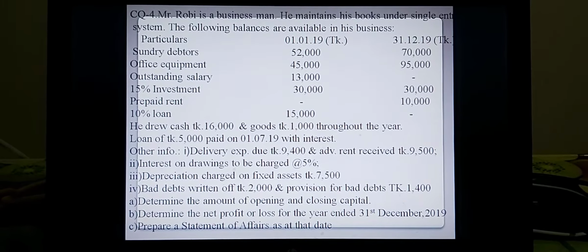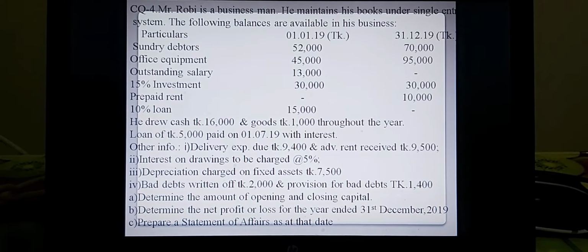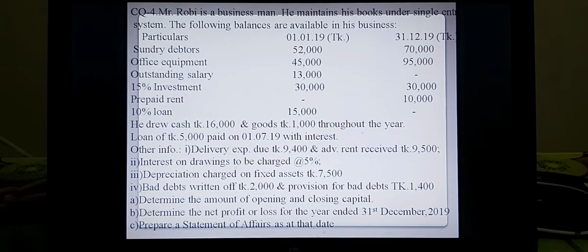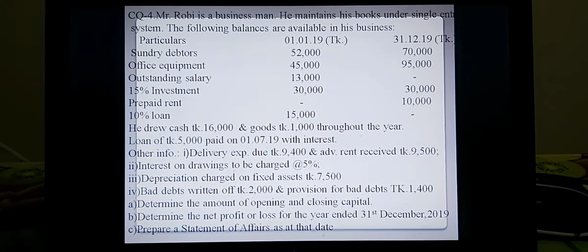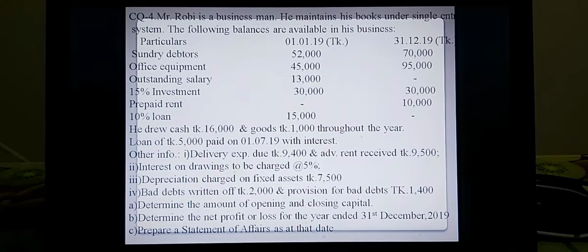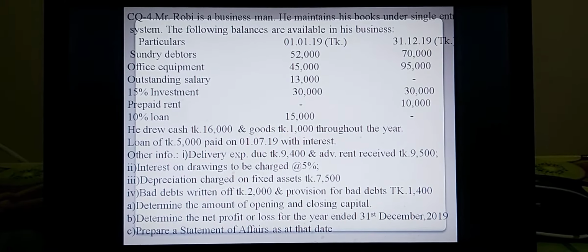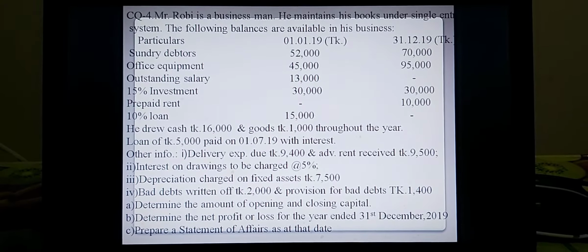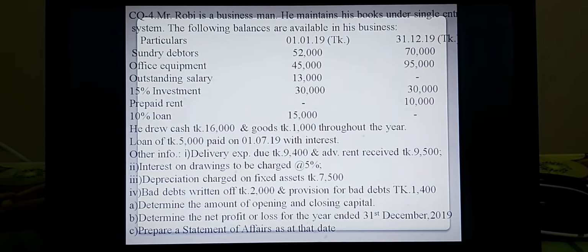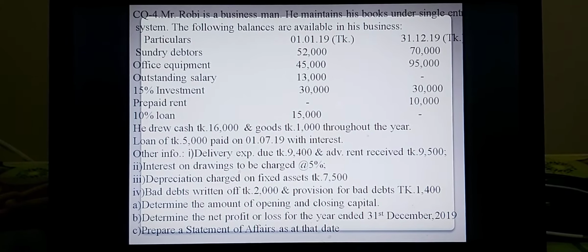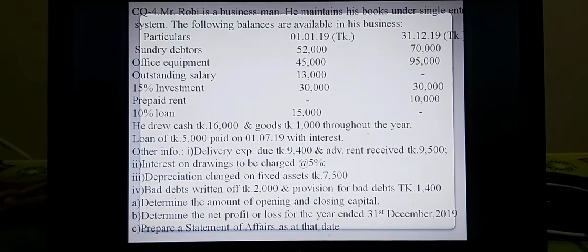Office equipment opening 45,000, closing amount 95,000. Outstanding salary opening 13,000, closing none. 15% investment opening 30,000, closing 30,000. Prepaid rent opening none, closing amount 10,000. 10% loan opening 15,000, closing none.